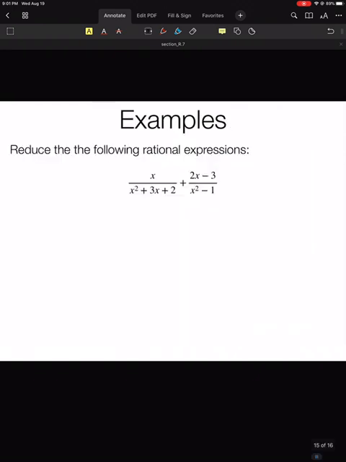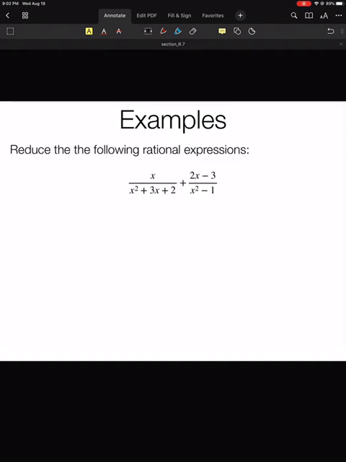So here's the example that I want to work with. We're going to try to reduce the following rational expression. And when I mean reduce, I mean add them together to get one expression. So I have x over x squared plus 3x plus 2, plus 2x minus 3 divided by x squared minus 1. Clearly the two denominators are not the same thing, so we need to work to get them to be the same thing.